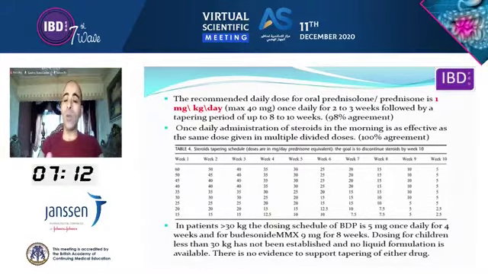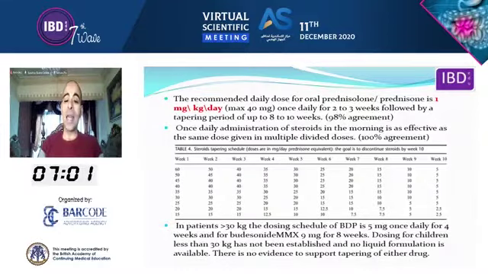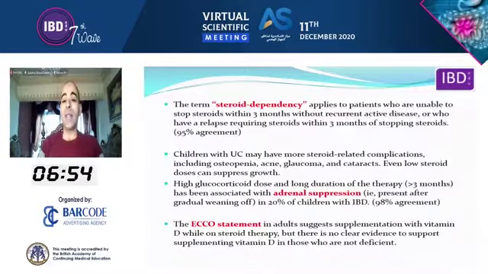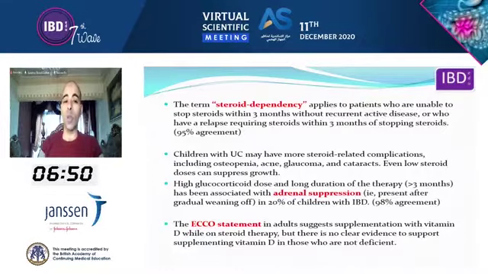In patients more than 30 kilograms, the dosing schedule of beclomethasone dipropionate is about 5 milligram once daily for 4 weeks, and for budesonide about 9 milligram for 8 weeks. We have no evidence for tapering of these medications. We can stop them suddenly. The term steroid dependency applies to patients who are unable to stop steroids without recurrence of activity or who have relapse requiring steroids within 3 months of stopping steroids.